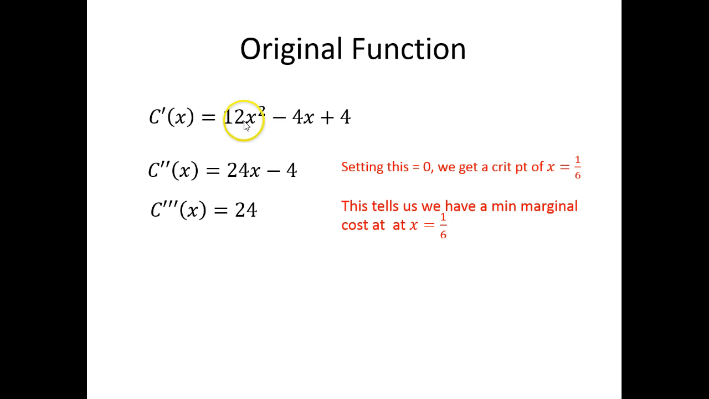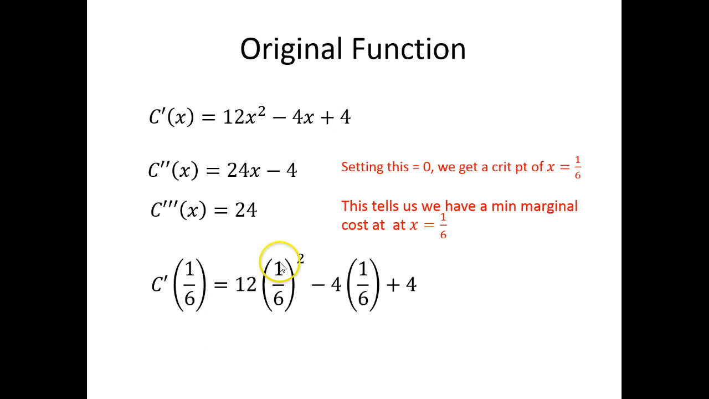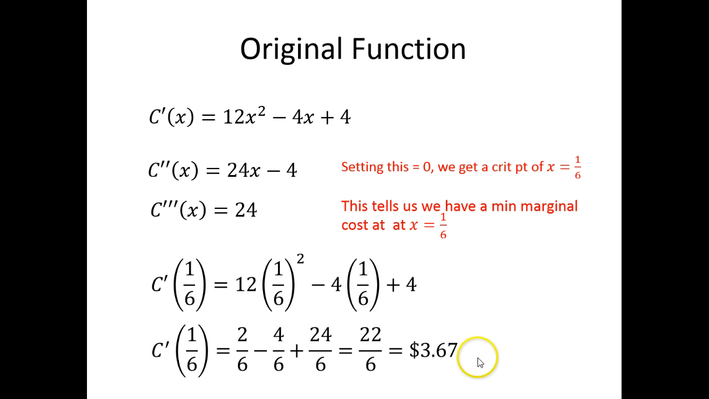Now what I have to do with this is to actually find the minimum marginal cost. I need to plug back into the marginal cost equation. I'm going to plug 1/6 in for x. Then I'm going to simplify, and this is going to give us $3.67. So our minimum marginal cost is going to be $3.67.